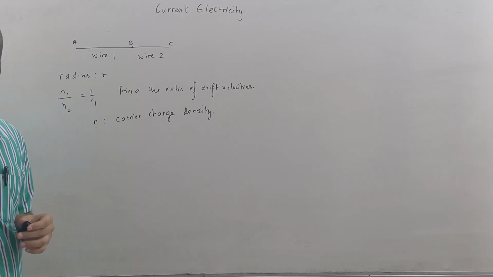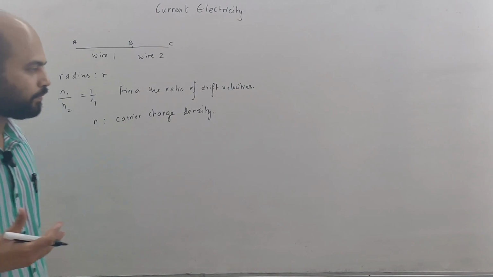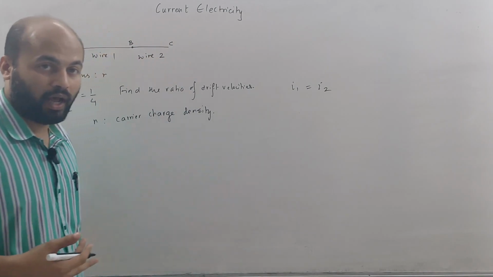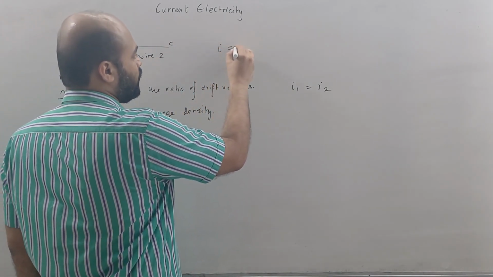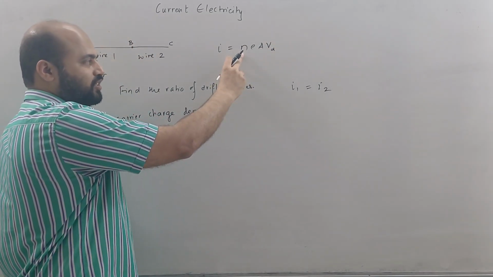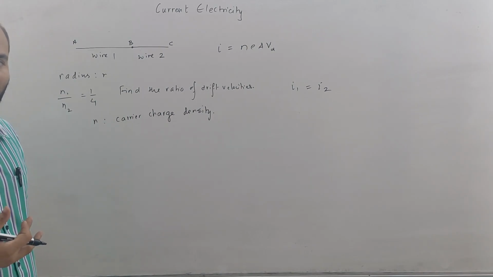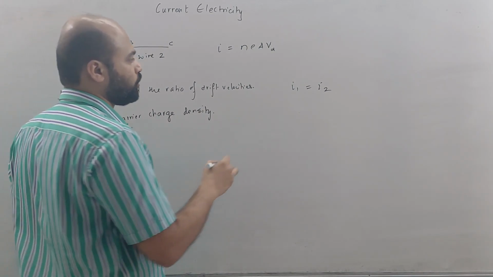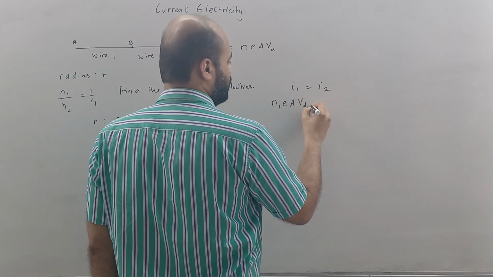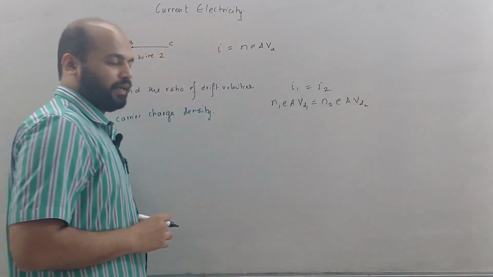Now we very well know one concept, that because it's a series connection, the current is going to be the same in wire 1 and wire 2. And so we can write I1 equals I2. Now we have a formula for I that you are supposed to know: I equals N E A VD, where N is the carrier charge density, E is the charge on one electron, A is the area of cross section, and VD is the drift velocity. So that is the same for both of them. So N1 E A VD1 and N2 E A VD2 is what we can write.